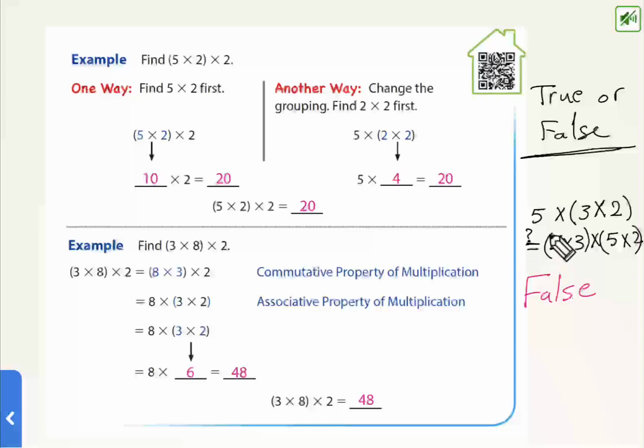Okay, I have another idea. Which property should we use here? Can we use distributive property here? Yes, we can. That's what I did. I multiplied the 5 by the first and multiplied the 5 by the second.